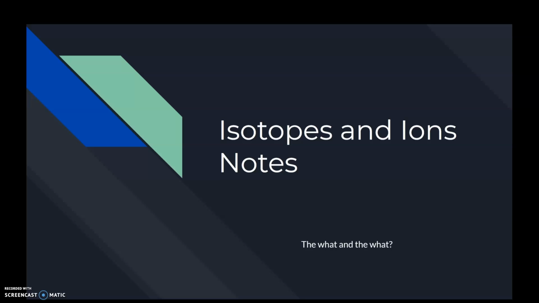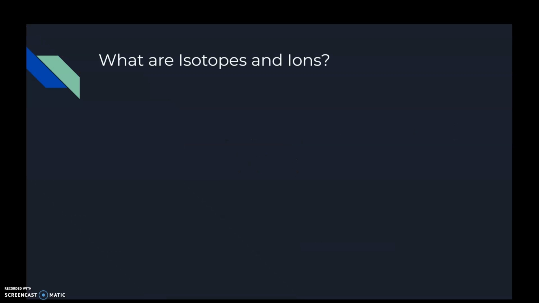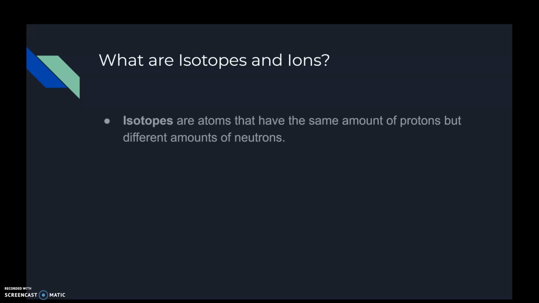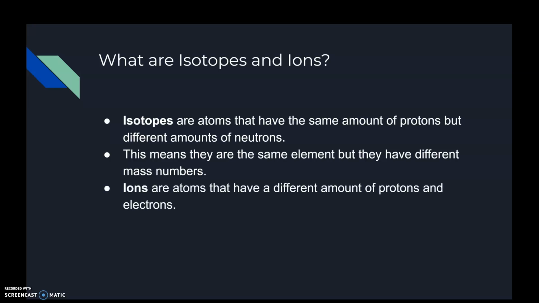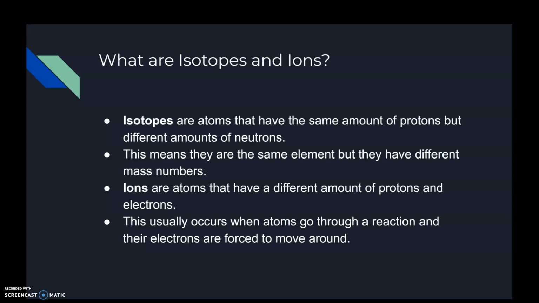Isotopes and Ions lecture. What are isotopes and what are ions? Isotopes are atoms that have the same amount of protons but different amounts of neutrons. This means that they are the same element, but they have different mass numbers. Ions are atoms that have a different amount of protons and electrons. This usually happens when atoms go through a reaction and their electrons are forced to move around.